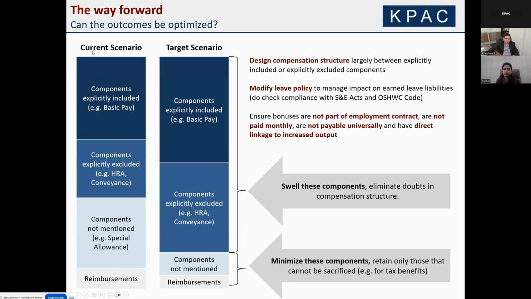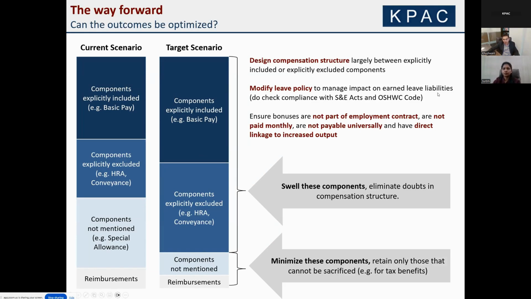So we need to move away from this kind of structure to a structure where the components that are explicitly included are more, the components that are explicitly excluded are more, and the components which don't find a mention, we should consciously choose to place in the portion of components which do find a mention. Basically, you have to design your compensation structure largely between explicitly included and explicitly excluded components to avoid any gray areas. You will have to modify these policies also to manage the impact on earned leave liabilities.